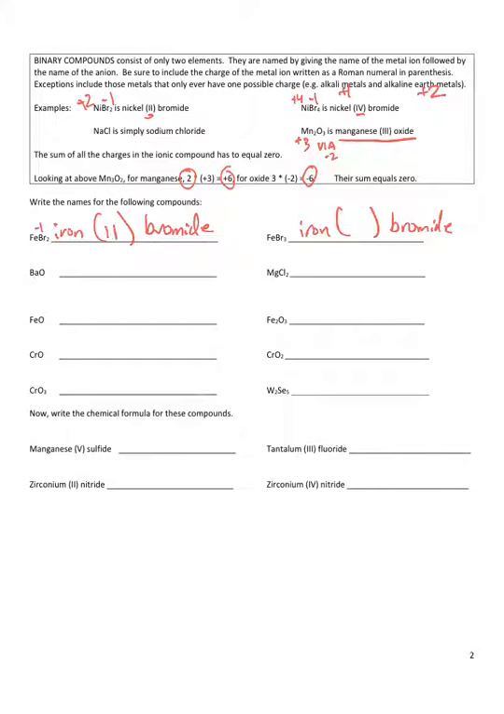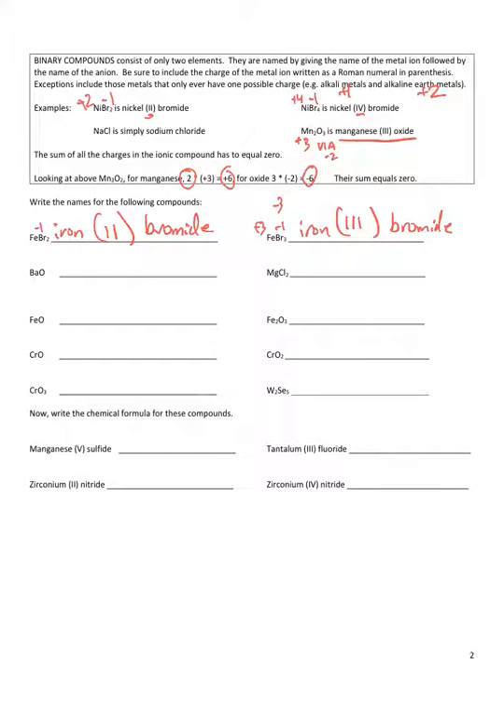Compared with the next problem, FeBr3, we've got 3 bromines, each worth -1. That all adds up to -3. That means my iron has to be +3 to balance it out. So this becomes iron(III) bromide. Iron(II) bromide, iron(III) bromide.